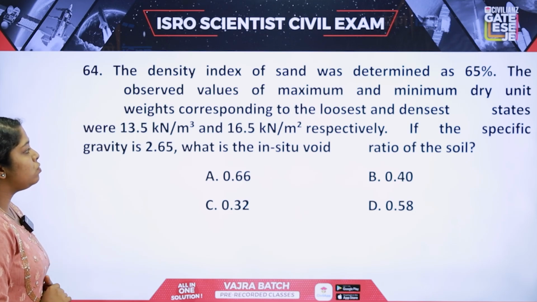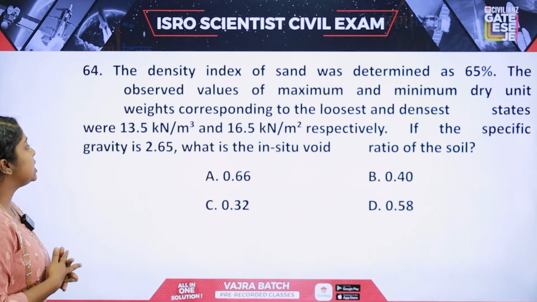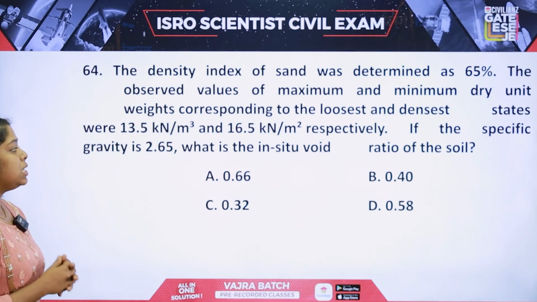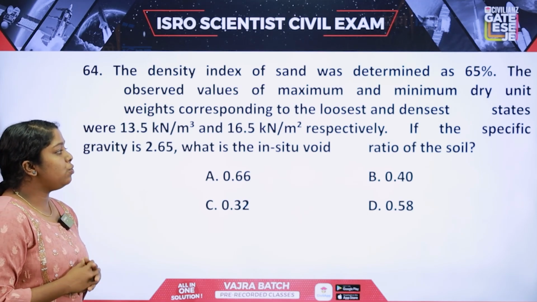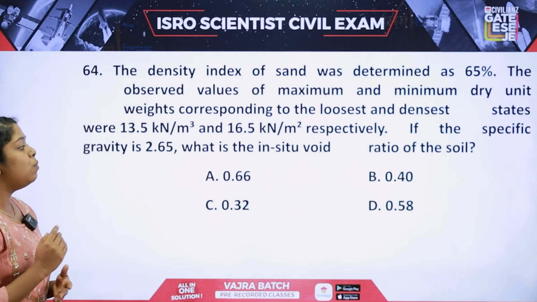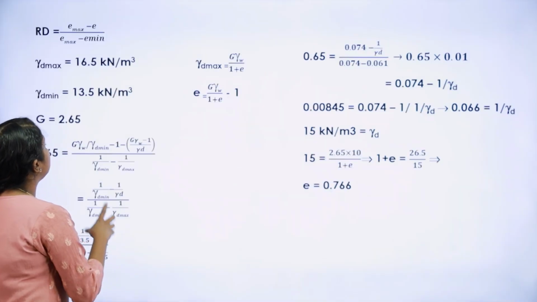The observed values of maximum and minimum dry unit weight corresponding to the loosest and densest states were 13.5 kN per meter cube and 16.5 kN per meter cube. If the specific gravity is given as 2.65, what is the in situ void ratio of the soil? This is from geotechnical engineering.